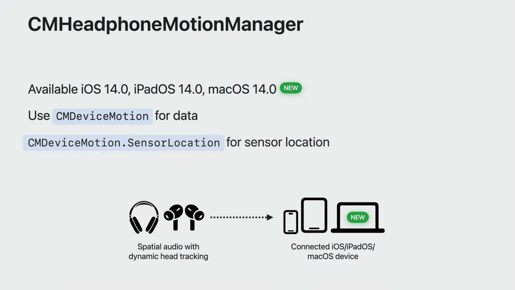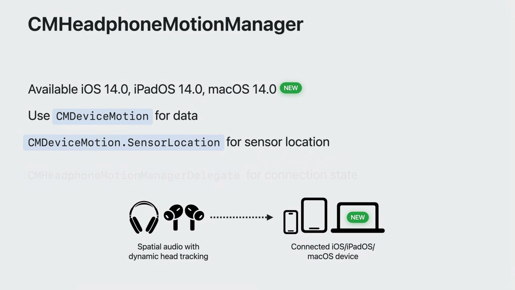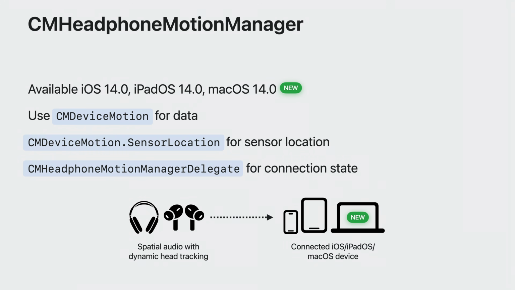Note additional information specific to CMHeadphoneMotionManager, like sensor location, that help disambiguate where the source of the data is, whether it's from the left or right bud. Because data is streamed from a remote device, it's important to understand when it's connected. CMHeadphoneMotionManagerDelegate makes it easy to listen for connection state updates. Let me show you how to use it.